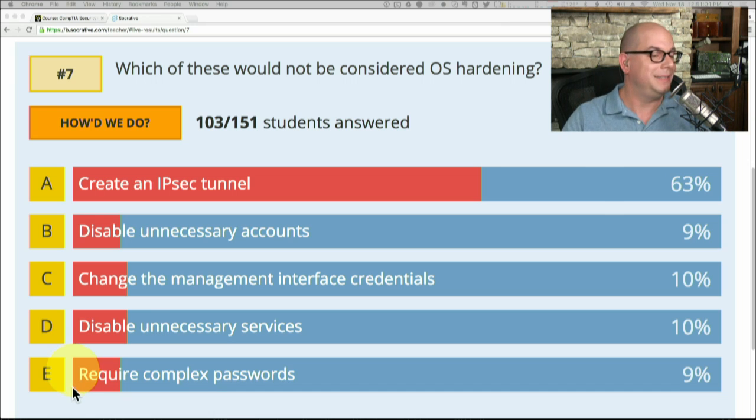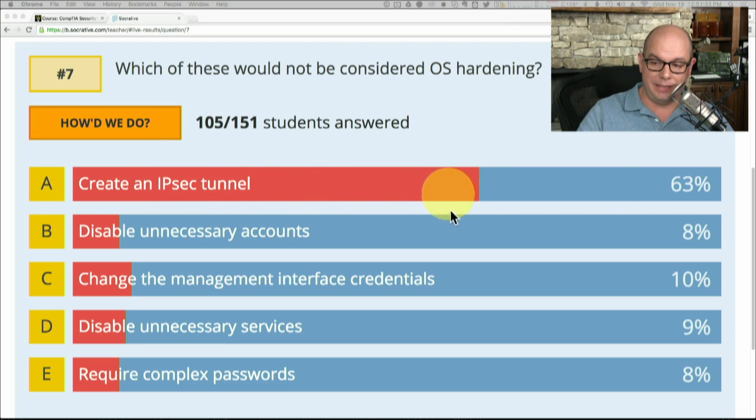You were right on the money, because disabling unnecessary accounts is absolutely a way to harden your operating system. Changing the management interface credentials, absolutely a way to harden the operating system. Disabling unnecessary services, requiring complex passwords are all ways to make your operating system more secure. That's really the key. Now, creating an IPsec tunnel will help keep information secure as it goes across the network, but it does nothing to make your operating system more secure. So A in this case would be the correct answer, because that does not really help with operating system hardening.